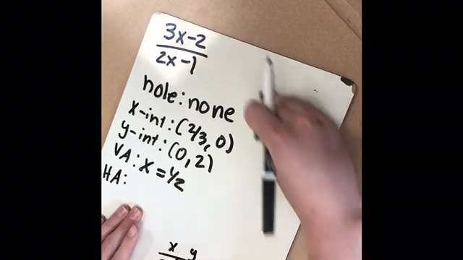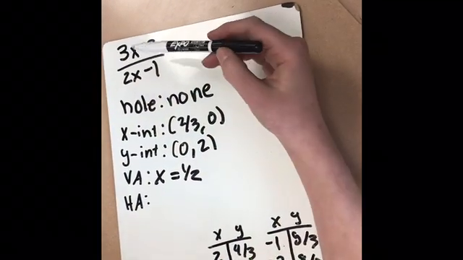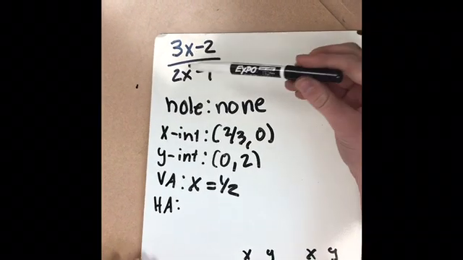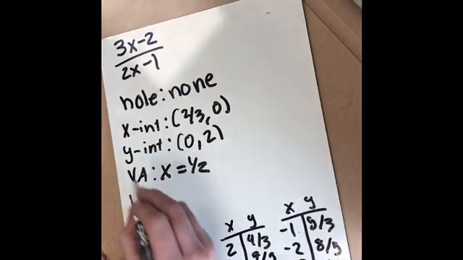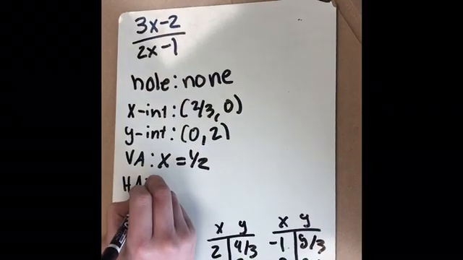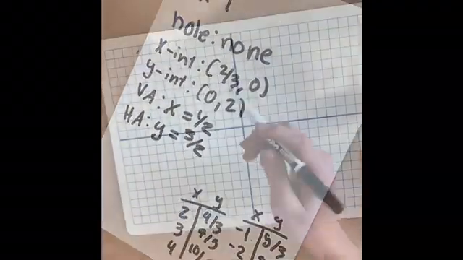Next, we're going to find our horizontal asymptote. So we're going to look at and see the degrees of our original equation. Because they are the same, it's going to be a ratio. So we're going to take the coefficients of these two. So y equals 3/2.